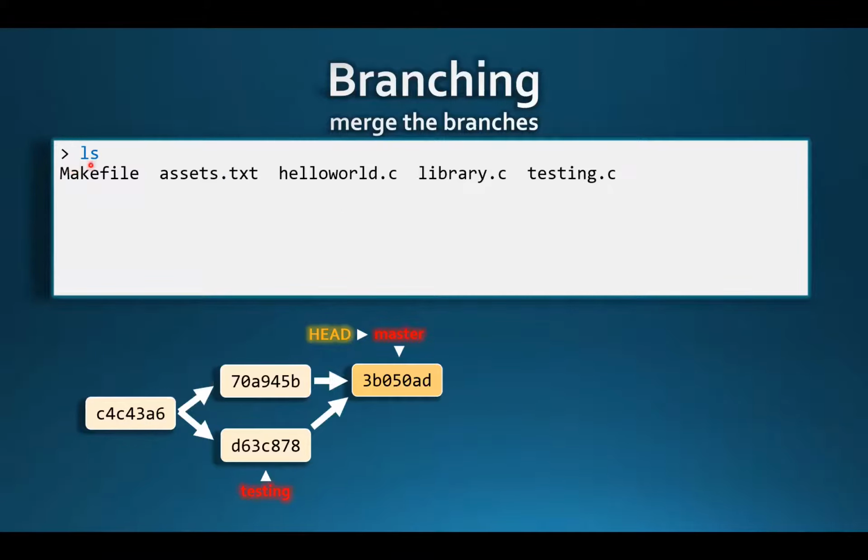And what happens visually, if you take a look at the list, you'll see that now the list of the master has the library and the testing files. That's because they merged them together. And because there is no library.c file in the testing branch, and there's no testing.c file in the master branch, we didn't get any conflicts.